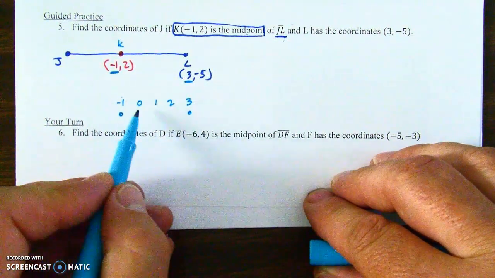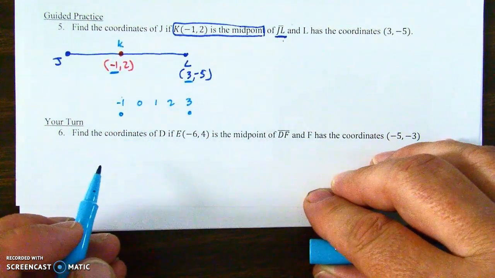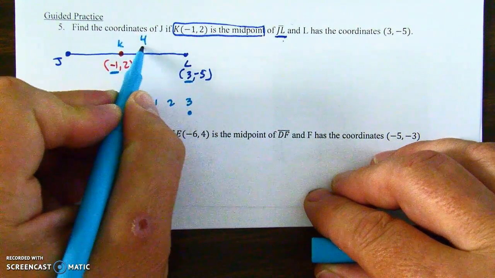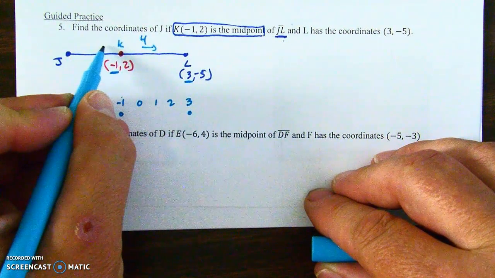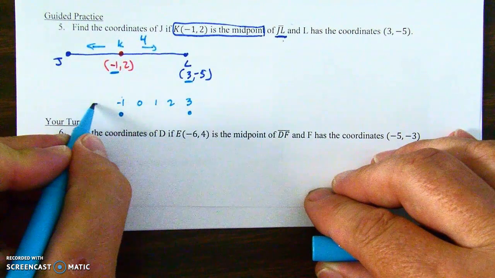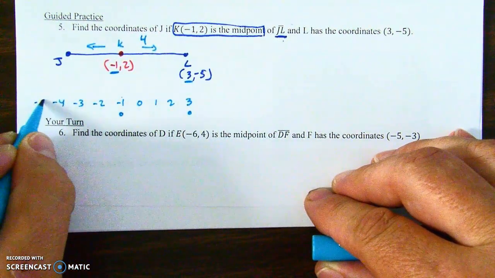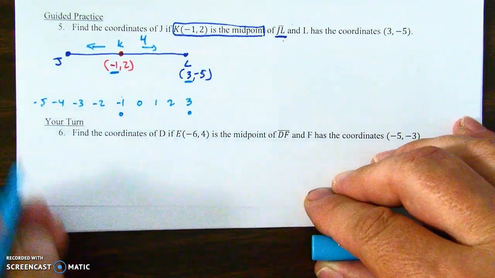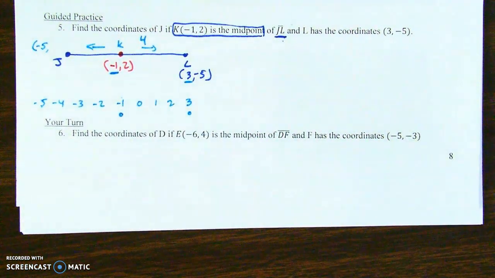How many units over is -1 to 3? If we were to do that, we'd count 1, 2, 3, 4. So guess what? That means this is 4 units away going that direction. That means if we go 4 units that way, we need to go 4 units the other way. So we would count 4 units this way: -2, -3, -4, -5. So we count 1, 2, 3, 4, and guess what? This is at -5. That's our first answer for that part.